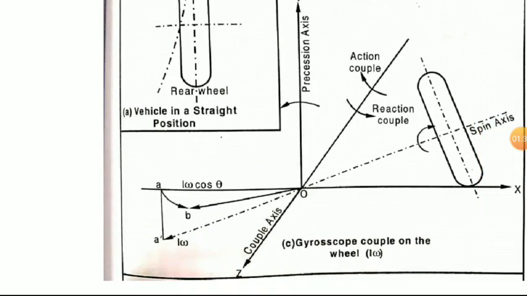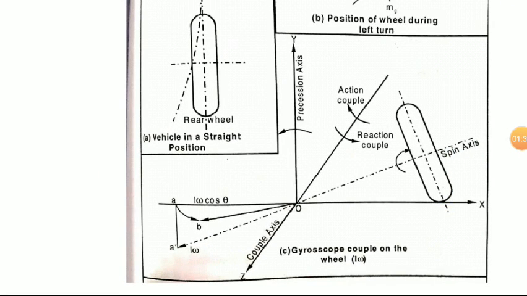Next, considering the next figure, you can see that when the vehicle is turning towards the left, the spin axis is also inclined to the x-axis. That is, OX is the reference axis, and when the vehicle is turning to the left, the spin axis is inclined at an angle from OX. It takes a new position. The new position is dotted. C is shown by a dotted line, and the central axis is also shown as dotted.